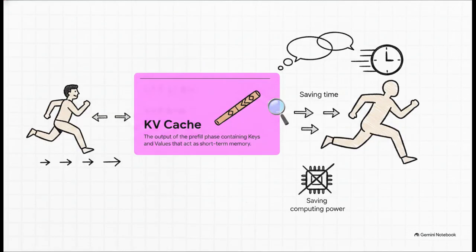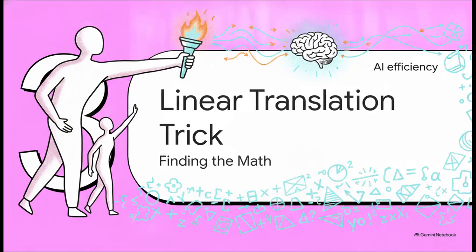And the product of that exhausting pre-fill phase is the KV cache, which stands for keys and values. This is basically the AI's mathematical short-term memory. In our relay race analogy, the KV cache is the baton. And the researchers behind this paper realized something huge. If we can just figure out how to hand this baton directly from the small model to the big model, we save a massive amount of time and computing power. No more running back to the starting line. But how do you actually pass that baton if the models effectively speak slightly different mathematical languages?